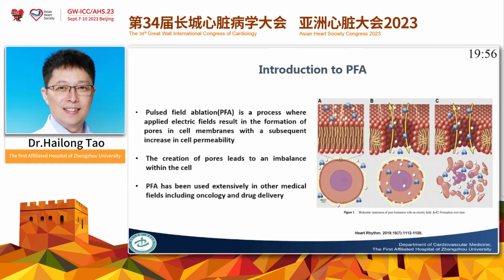And first, let's recognize that PFA means pulsed field ablation. PFA has been used extensively in other medical fields, including oncology and drug delivery. Pulsed field ablation is a process where an applied electric field results in the formation of pores in cell membranes with a subsequent increase in cell permeability. And the creation of pores leads to an imbalance within the cell.